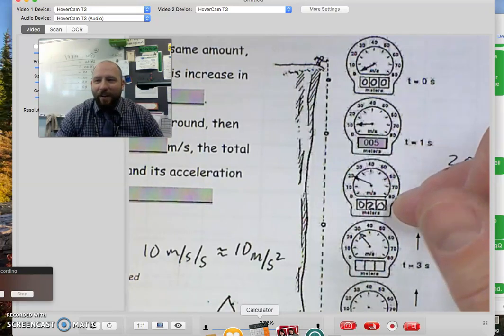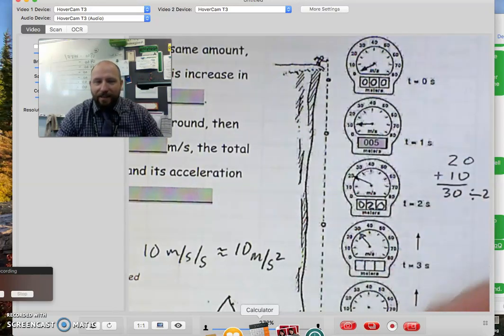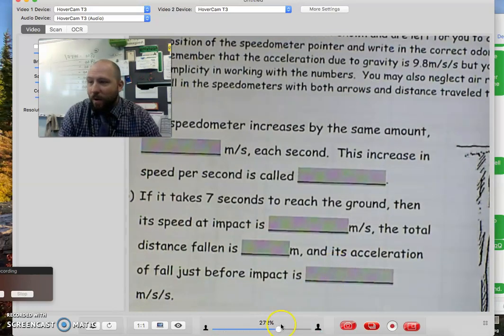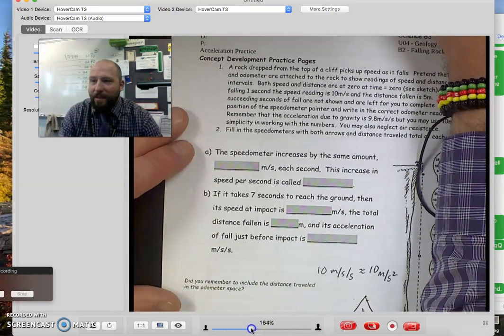See if you can go and figure out the distance traveled for the next set of seconds. Also, you want to make sure you answer the questions over here, and then there's more questions to occur on the back side of all these worksheets.